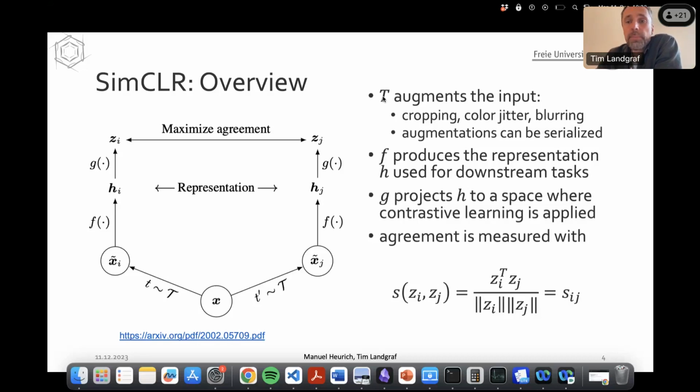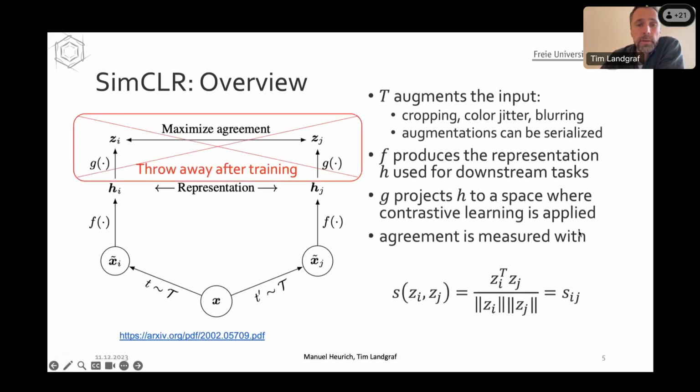Okay, so T will be reviewed further on a later slide. F is, as I mentioned, a network. G is also a network and is nonlinear, and we measure the agreement with this cosine similarity. And again, as I said, this whole head here is thrown away after training.